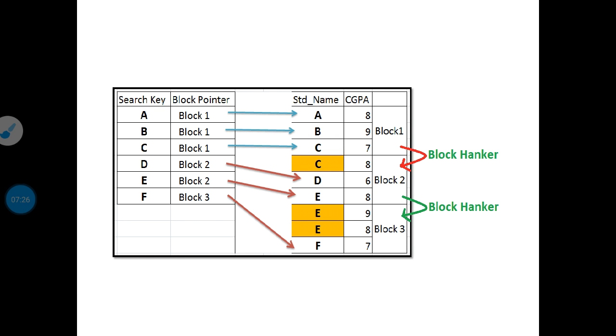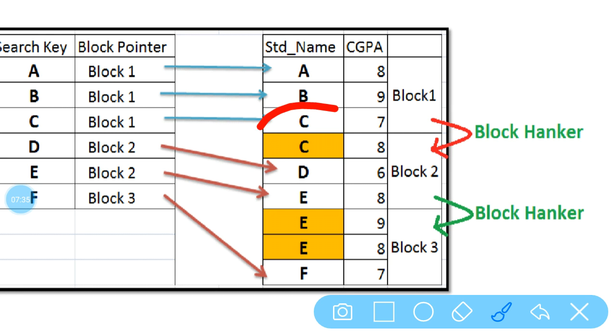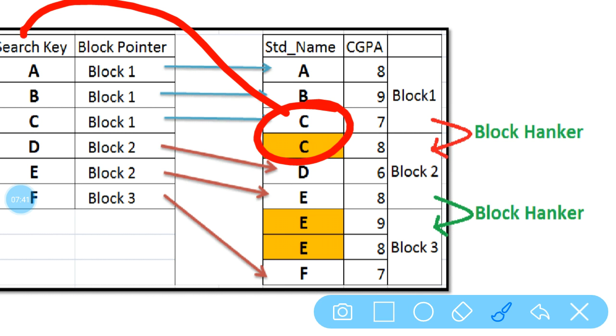Now here we are talking about one new term that is called block anchor. In this particular example, you will see there are two values, that is c, and these are non-prime attribute values, and we are using these non-prime attribute values as a search key here. The first encountered value of c belongs to block number 1, and the next coming value of c belongs to block number 2.